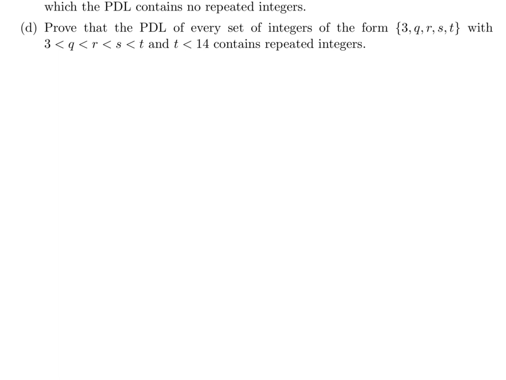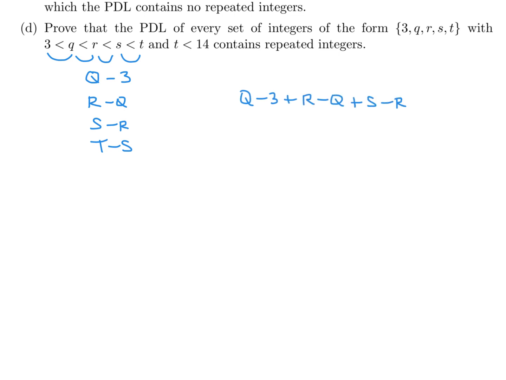Prove that the PDL of every set of integers of the form 3QRST with 3 less than Q less than R less than S less than T with T less than 14 contains repeated integers. So the same kind of story, I'm going to use the 4 basic differences, the Q minus 3, the R minus Q, the S minus R, and the T minus S. And let's add them up. So we got Q minus 3 plus R minus Q plus S minus R plus T minus S. And when you add these up, a lot of this stuff disappears, and the only thing you get left with is T minus 3.